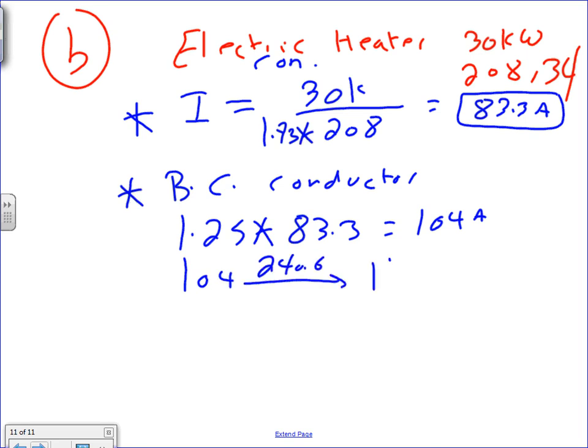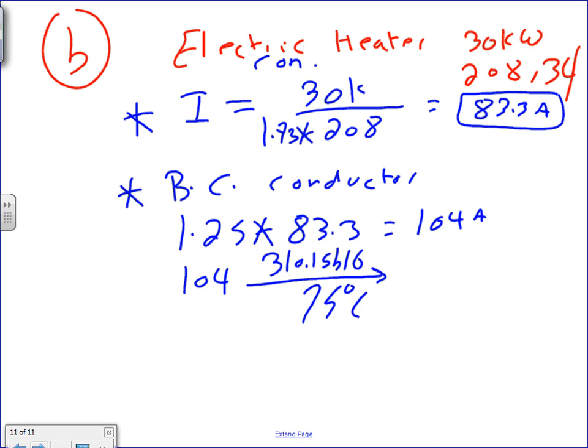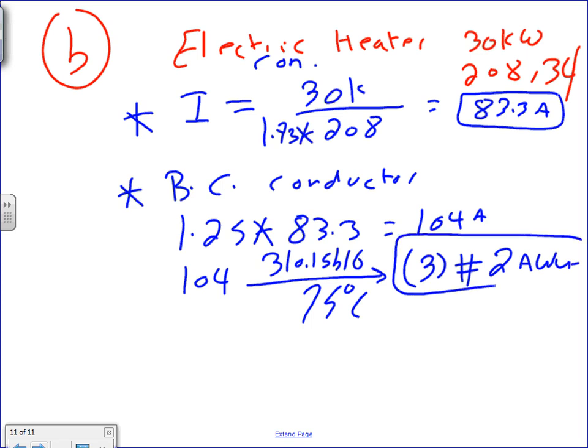Then you take the 104 to what's the next standard? 240.6, 110. And we multiplied the heat by the continuous load factor, and the HVAC. One second, I will do the conductor first. So you take the 104 conductor then. It's a branch circuit. Table 310.15(B)(16) on the 75 degree column. I'm going to size the conductor first. How many conductors? So three phase, so three conductors. Number two AWG. I have three conductors.